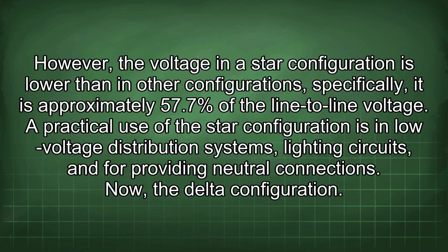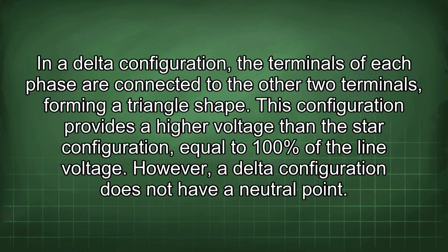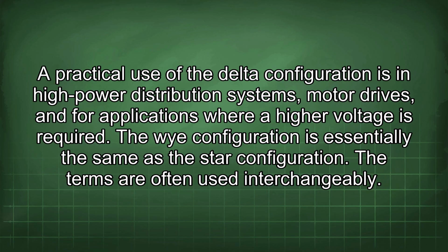Now, the delta configuration. In a delta configuration, the terminals of each phase are connected to the other two terminals, forming a triangle shape. This configuration provides a higher voltage than the star configuration, equal to 100% of the line voltage. However, a delta configuration does not have a neutral point. A practical use of the delta configuration is in high-power distribution systems, motor drives, and for applications where a higher voltage is required. The Y configuration is essentially the same as the star configuration.